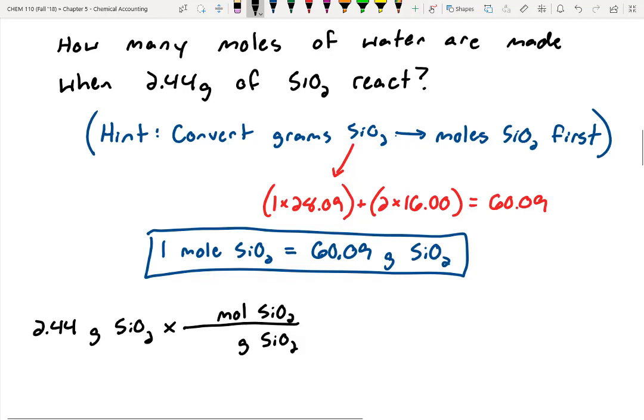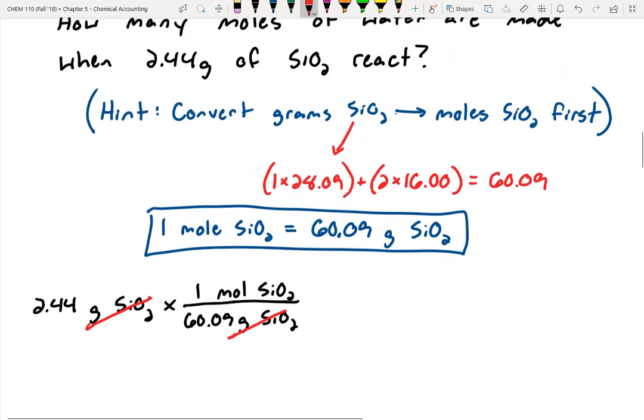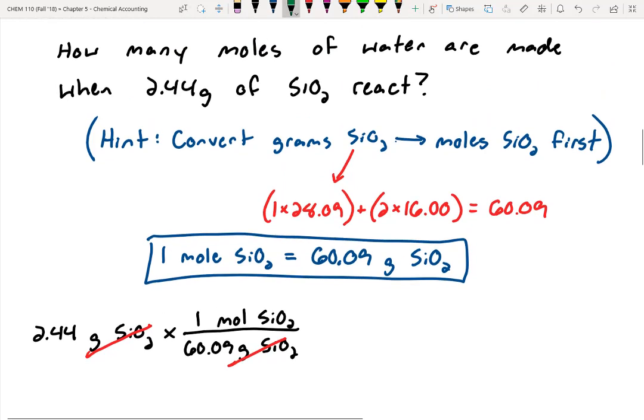So does the 60.09 go on the top or bottom? On the bottom, right? 60.09 was paired with the grams unit in our conversion. That goes with every 1 mole, okay? So now we've canceled out grams of silicon dioxide. We've converted to moles of silicon dioxide. But ultimately, the question isn't asking how many moles of silicon dioxide there are. It's asking about how many moles of water are made.